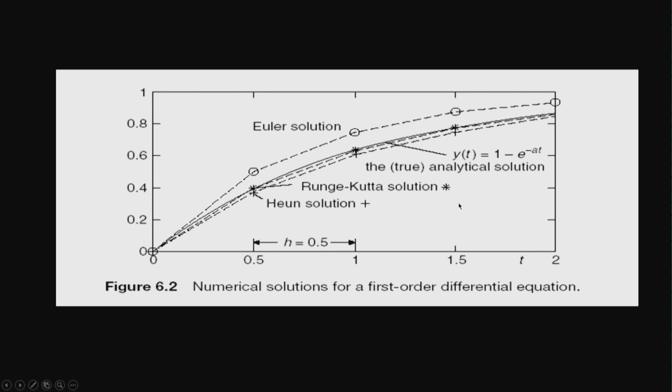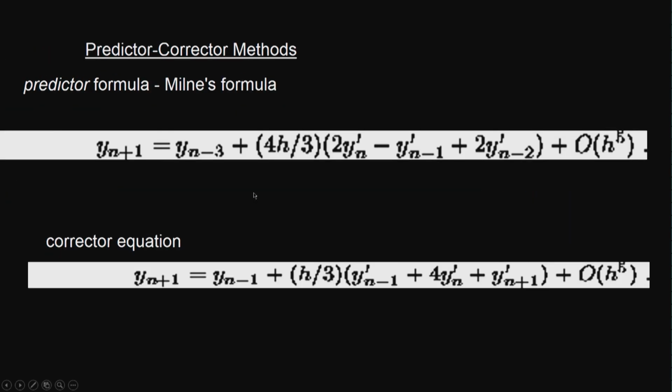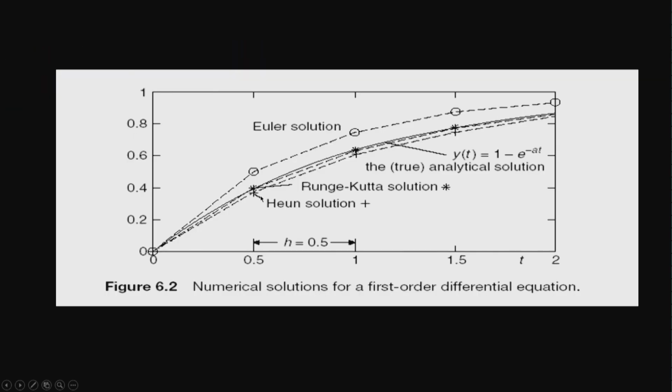This is the true solution, the dark continuous line. Euler's method you can see here, a big error. This is Heun's method, sorry. This is the Heun's method, the Runge-Kutta method, which is following very closely, and this is Euler's method. You are using h equal to 0.5 for this particular equation, 1 minus e power minus at.